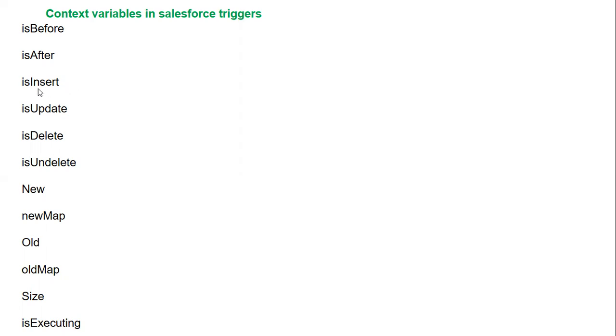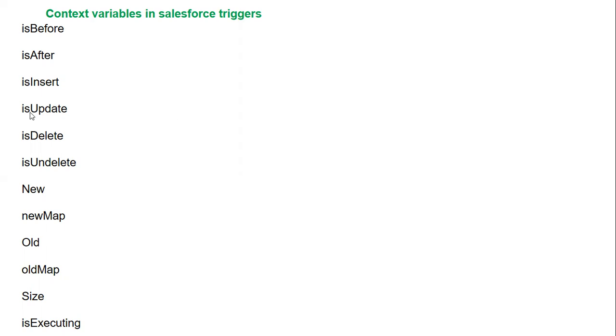So this is Trigger.isInsert. It returns a Boolean expression. This context variable gives the information about whether we are inserting some records into the Salesforce database. If we are inserting records, it returns true, otherwise it returns false.